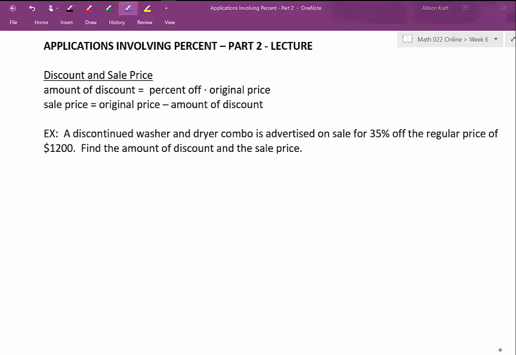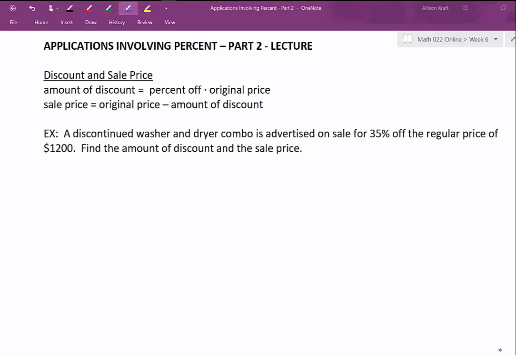This lecture is the second part of solving applications involving percent. We'll start by discussing discounts and sale price. The amount of discount is equal to the percent off times the original price. The sale price is then the original price minus the amount of discount.